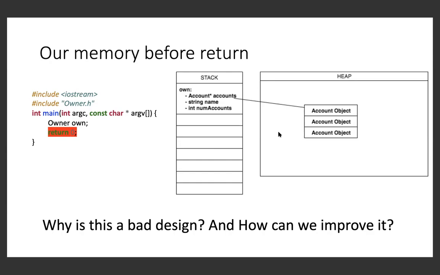So how can we improve this? Right now, what we're doing is creating one pointer that is pointing to an array of objects. We can change this design.